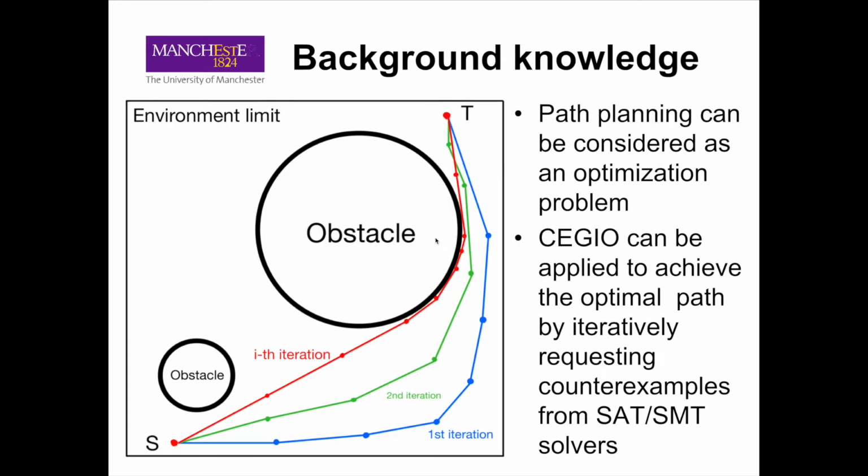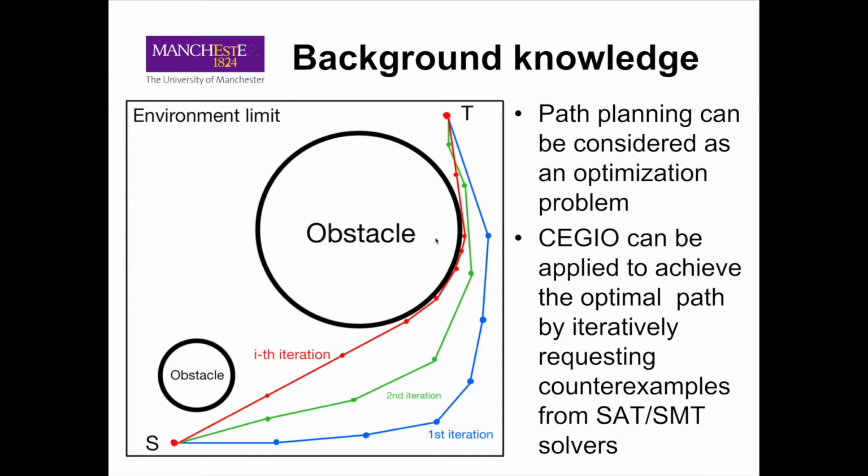Path planning can be considered as an optimization problem, so CGL can be applied to achieve the optimal path by iteratively requesting counterexamples from SAT or SMT solvers. Here is an example of applying the CGL algorithm to solve a path planning problem.